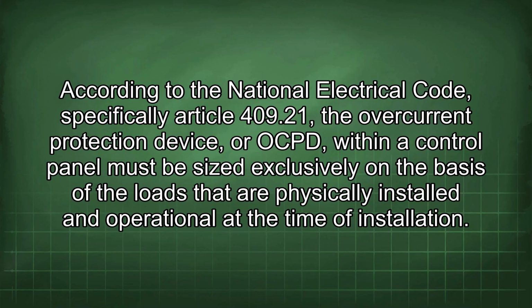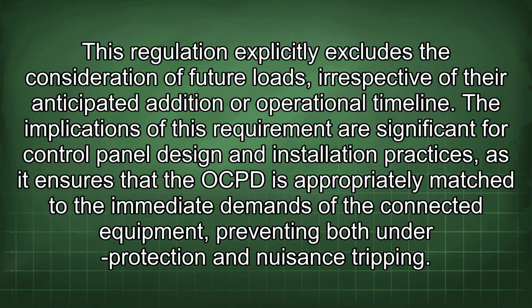According to the National Electrical Code, specifically Article 409.21, the overcurrent protection device, or OCP, within a control panel must be sized exclusively on the basis of the loads that are physically installed and operational at the time of installation. This regulation explicitly excludes the consideration of future loads, irrespective of their anticipated addition or operational timeline.